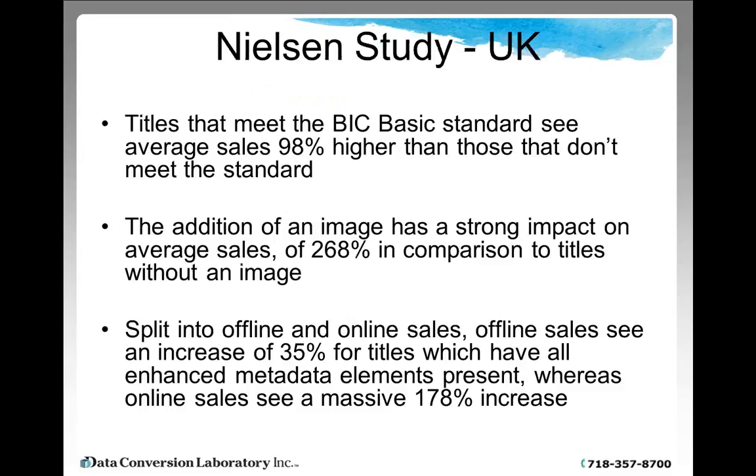A while ago, Nielsen Book Data, which is the ISBN agency in the UK, did a study. They have what they call the BISG standard, which is the equivalent of what we saw on the previous slide, the BISG best practices. And they discovered that titles that meet this standard, that include all of those fields, see an average sales as 98% higher than those that don't meet the standard.